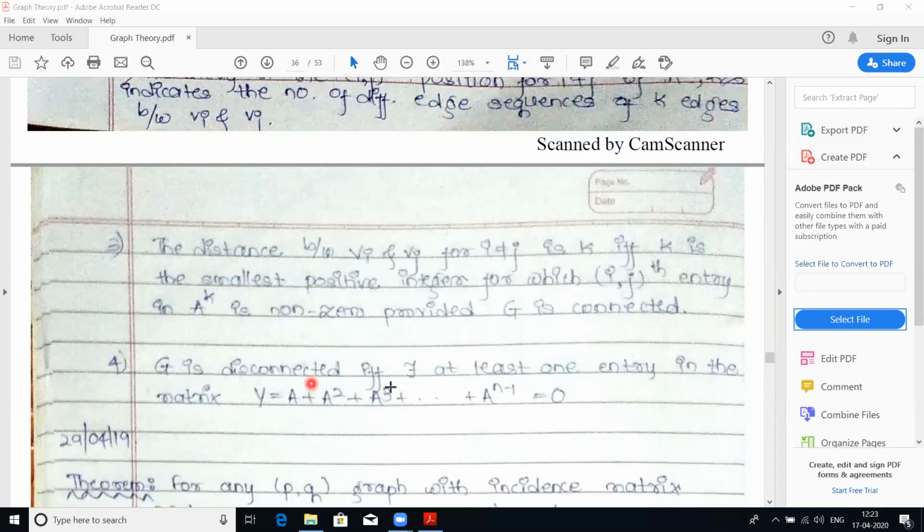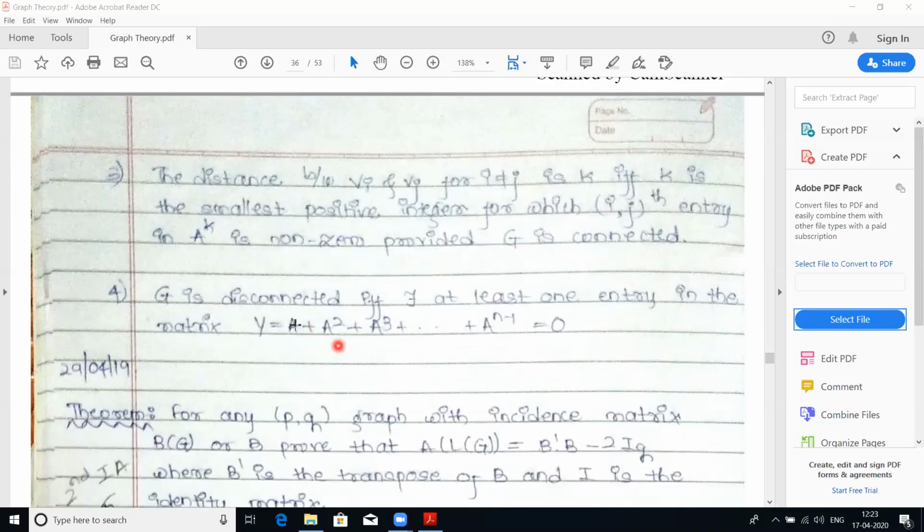G is disconnected if and only if there exists at least one zero entry in the matrix Y equal to A plus A square plus A cube plus and so on plus A raised to n minus 1. What you have to do is take the matrices up to n minus 1, that is go on taking products up to n minus 1, add them, then if at least one zero entry exists in this, then G is disconnected.